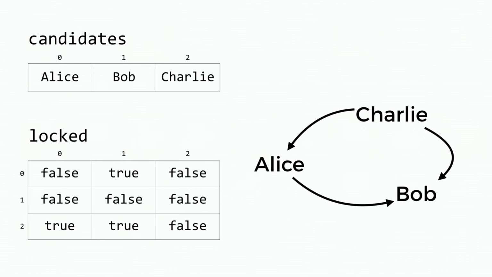What might the locked array actually look like? We'll take a look at this graph, where Alice is pointing to Bob, Charlie is pointing to Alice, and Charlie is pointing to Bob. We could represent that in this locked two-dimensional array. Notice that there are only 3 values in this two-dimensional array that are set to true. locked[0][1] is true, because Alice, candidate 0, is pointing to Bob, candidate 1. Meanwhile, locked[2][0] is true, as well as locked[2][1], which represents Charlie pointing to Alice and Charlie pointing to Bob. This two-dimensional array, also known as an adjacency matrix, will allow us to represent this candidate graph and keep track of, for every pair, who is the winner and who is the loser.